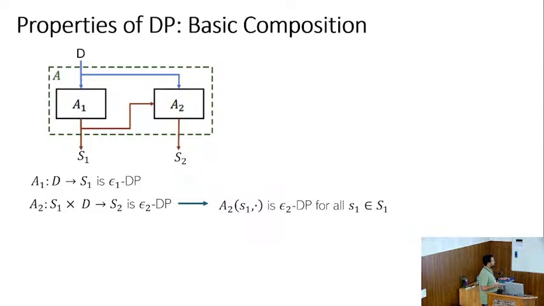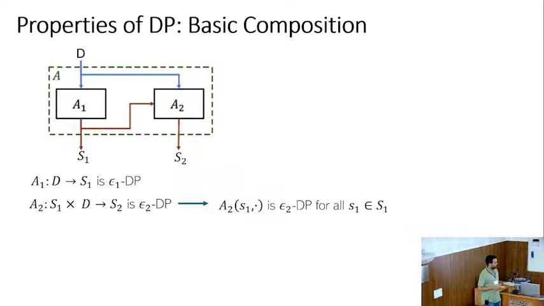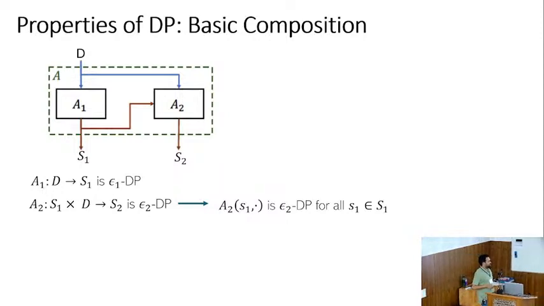And so what does this mean, right? A2 has domain S1 times D and range S2, and it is epsilon 2 DP. That means for all outputs small s1 in the set capital S1, so small s1 is all kinds of outputs of algorithm A1, for all s1, the function A2 of s1 dot is epsilon 2 DP.